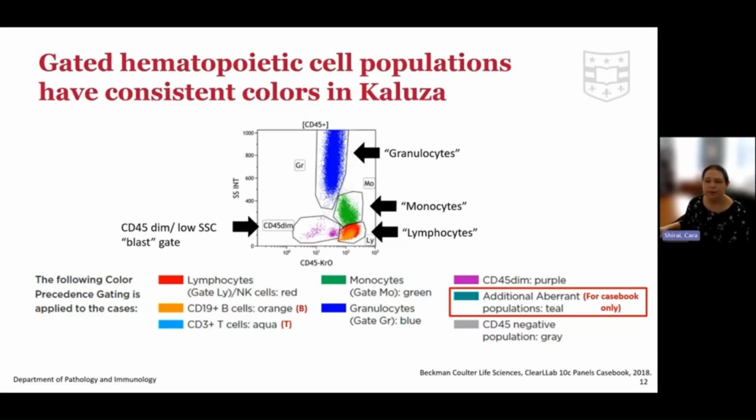Shown here is a bivariate plot of CD45 detection on the x-axis and the side scatter on the y-axis. 4 basic gates can be applied to hematopoietic cell populations. Lymphocytes are CD45 bright, have low side scatter, and are colored red in all 4 tubes, although CD19 gated events in the B cell tube are orange and CD3 gated events in the T cell tube are light blue.